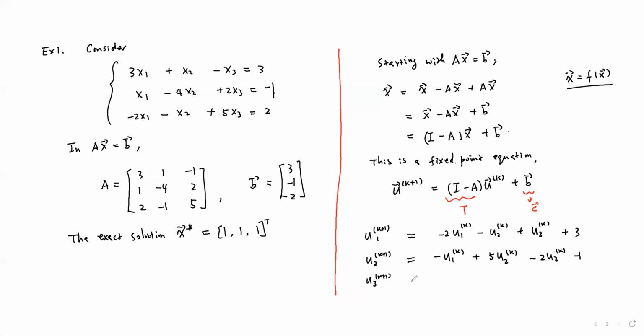The third equation, 2u1^k plus u2^k plus 4u3^k, plus 2. Now I run this iterative method. Starting with, let me pick an initial guess. We start with u0 as this vector 0, 0, 0, and then run this method. The result is tabulated in the following table.